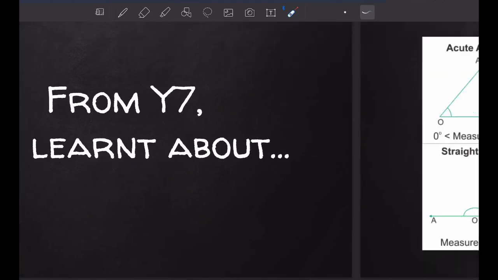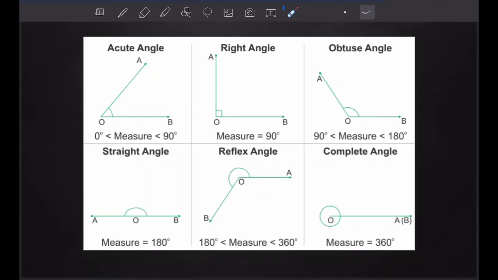So from year 7, you learned about the following things. Okay, I'm sure you know an acute angle is less than 90 degrees. Okay, greater than 0 but less than 90 degrees. So anything from 1 to 89.99999 degrees, that's all acute as long as it's less than 90. Right angle is exactly 90 degrees. Okay, obtuse angle is greater than 90 but less than 180, because 180 degrees is called a straight angle. You can see it's flat. Okay, so this angle, and there's the vertex, measures 180 degrees.